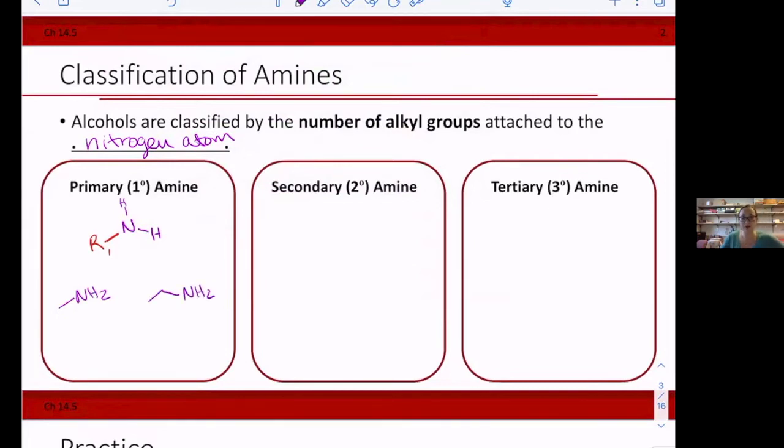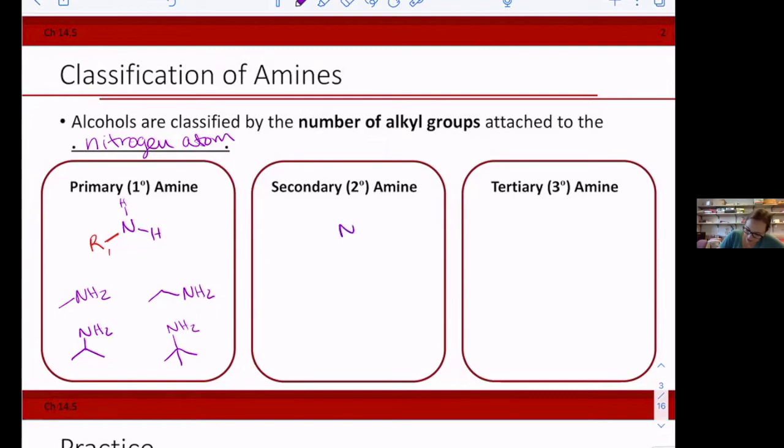But something to point out is how many carbons are attached to that carbon doesn't matter like it does with alcohols. So for example, I could have this. This is still a primary amine. And if that were an oxygen, it would be a secondary alcohol. But this is still a primary amine because now we're talking about how many things are connected to the nitrogen itself. And then in continuation, we could also have something like this. This is still a primary amine.